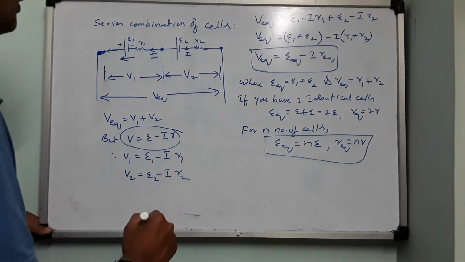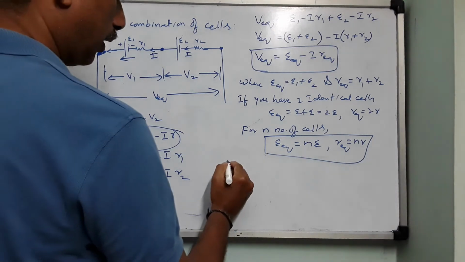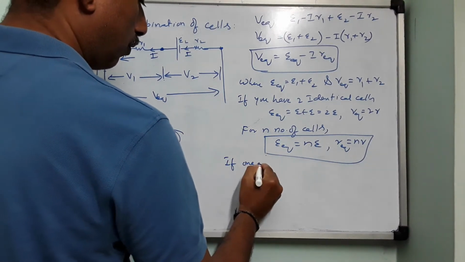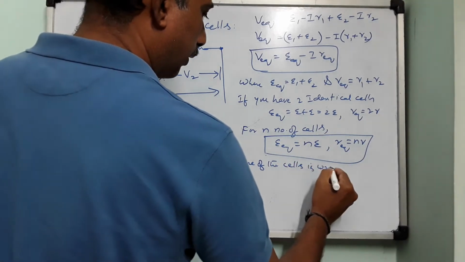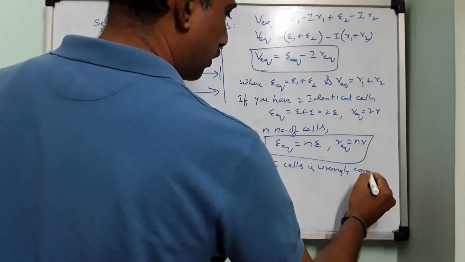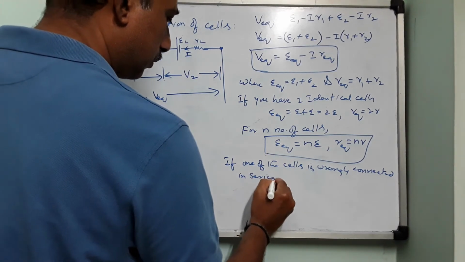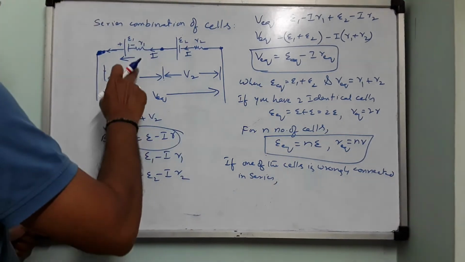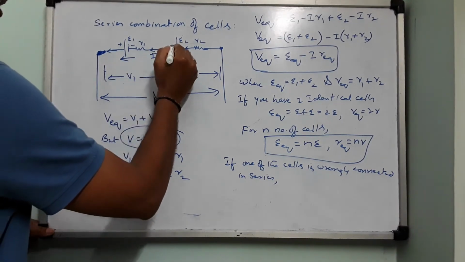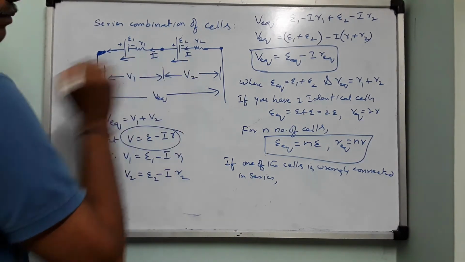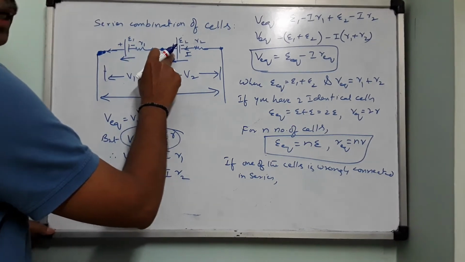Now there is another thing in this. If one of the cells is reversed in direction and connected, suppose one of the cells is wrongly connected in series. What is a wrong connection? The right connection is that the negative terminal of one cell is connected to the positive terminal of the other cell. The negative terminal of the first cell is connected to the positive terminal of the second cell.